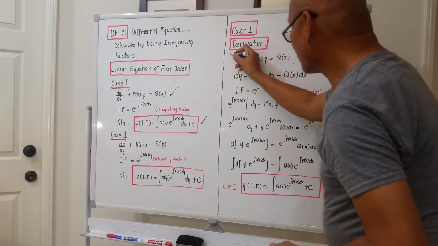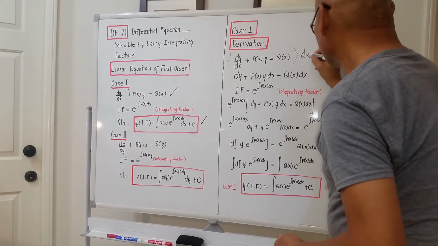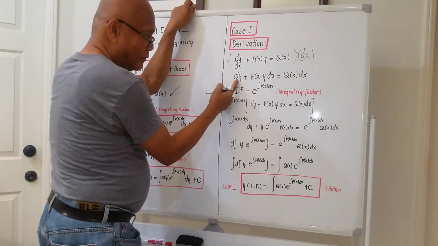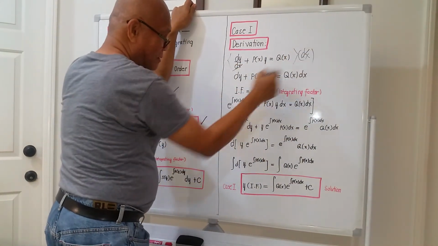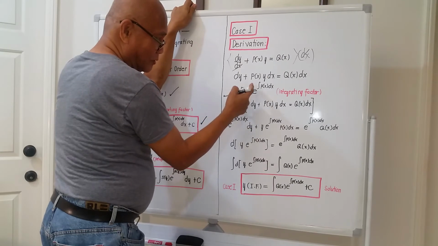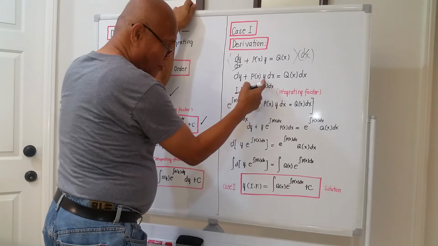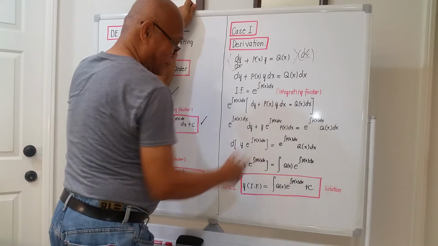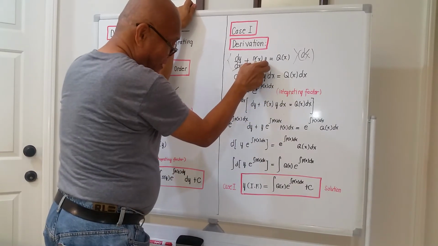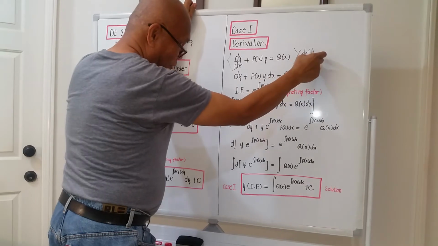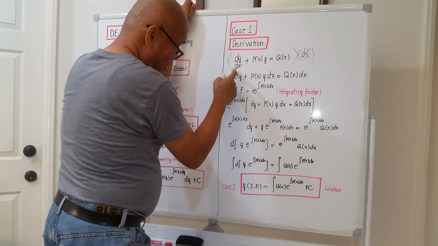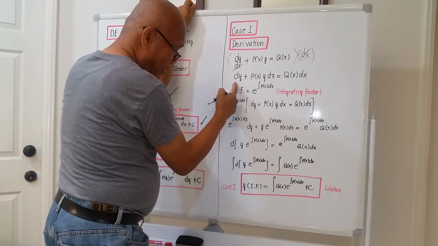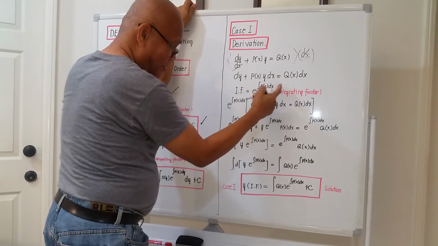Multiply all terms by dx. On the left-hand side, what will remain is dy, because the dx cancels. The second term will be p of x times y times dx, equal to q of x times dx. After the multiplication, the dx and the first one cancel. So what will remain is dy plus p of x times y times dx equal to q of x times dx.